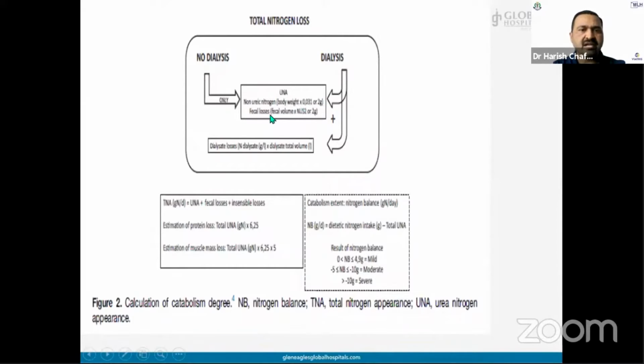Plus there are fecal losses, fecal volume, and as an average you can take 2 grams. Plus during dialysis there are dialysate losses: N-dialysate per gram per liter into the dialysate total volume is what we can add to that. So total nitrogen assessment will be urinary nitrogen plus fecal losses plus insensible losses. For the calculation of catabolism degree, NB is the nitrogen balance, TNA is the total nitrogen appearance, and UNA is the urea nitrogen appearance. These are the formulas that we need to apply to get our balance.